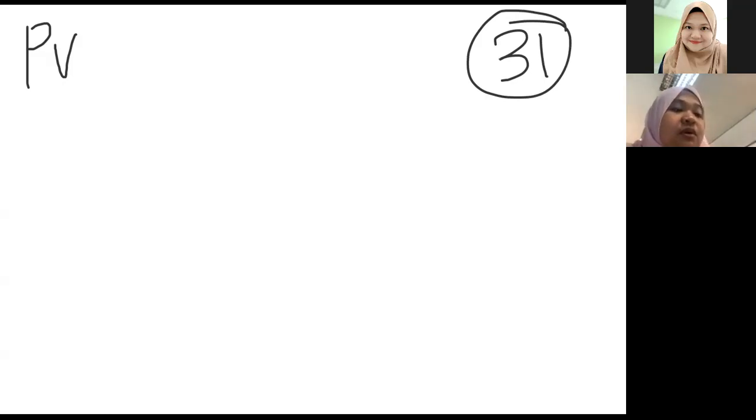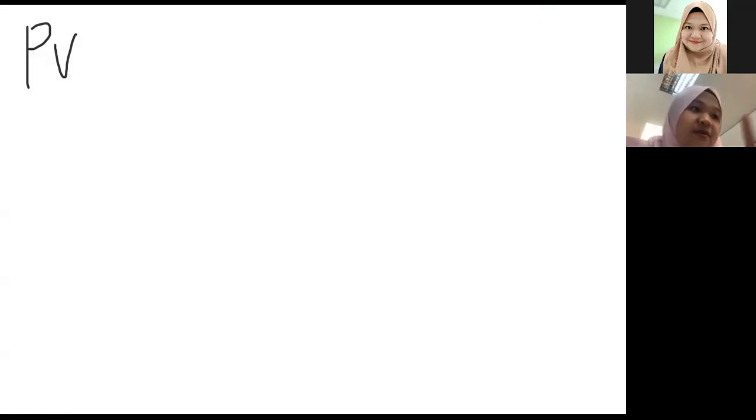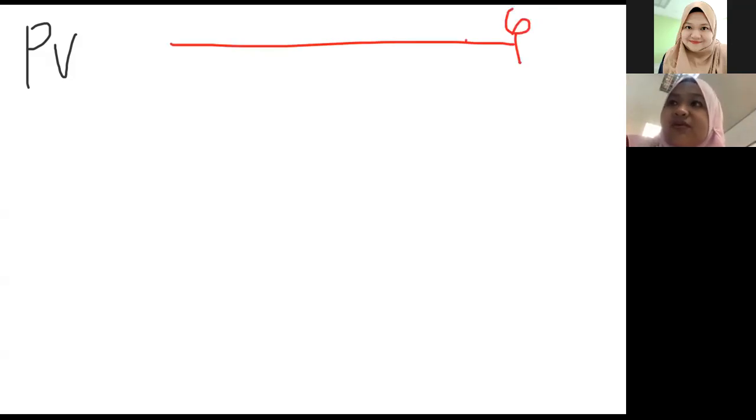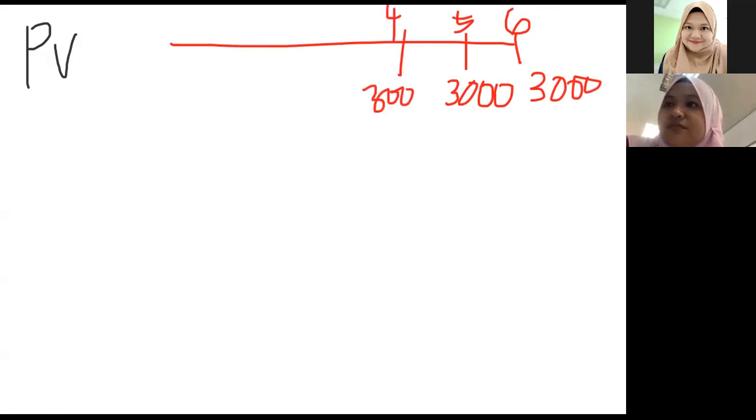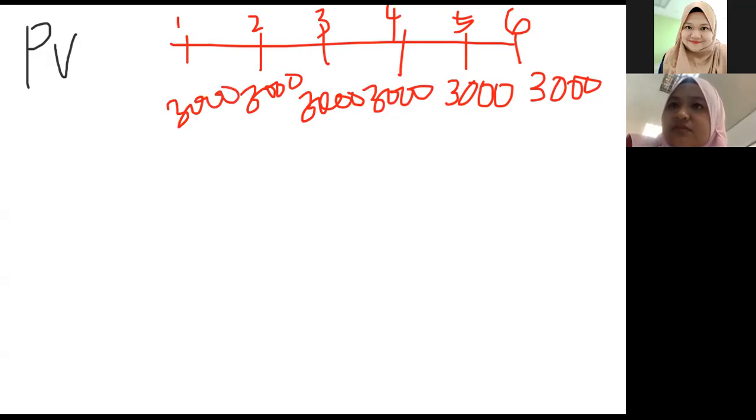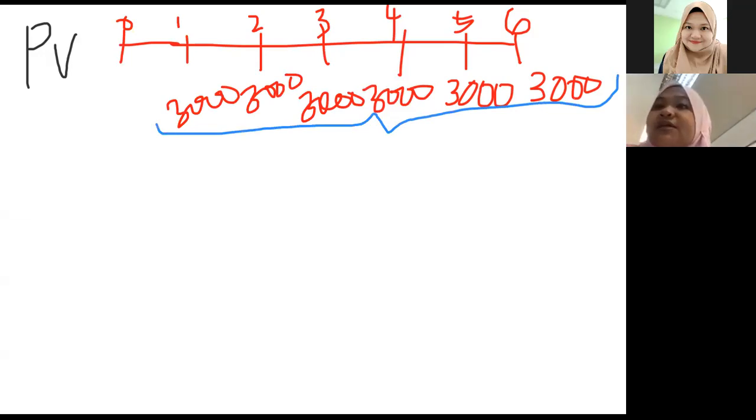So you are going to withdraw 3,000 ringgit at the end of each year for the next 6 years. Okay, let us catch up with the information given. For 6 years, every year you're going to withdraw 3,000 ringgit. We call this series of payments the payment. This is the payment, 3,000 ringgit.